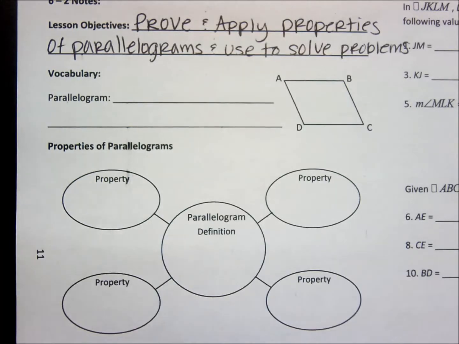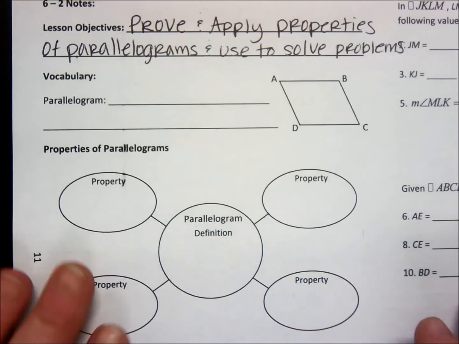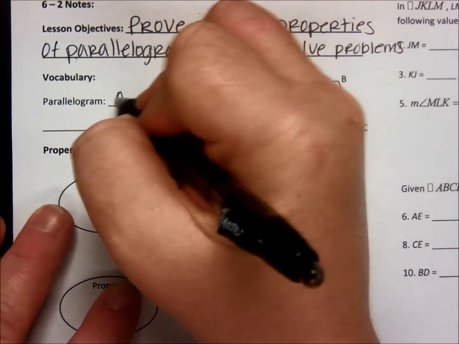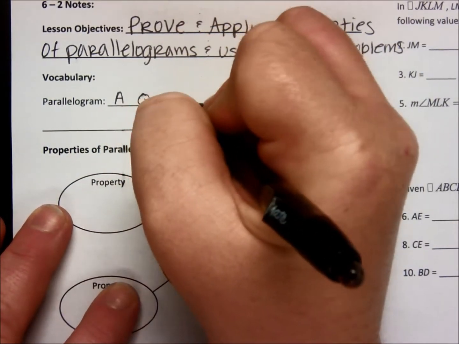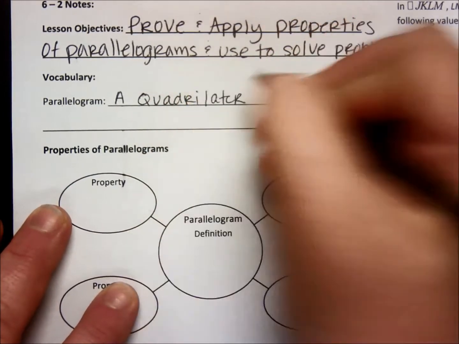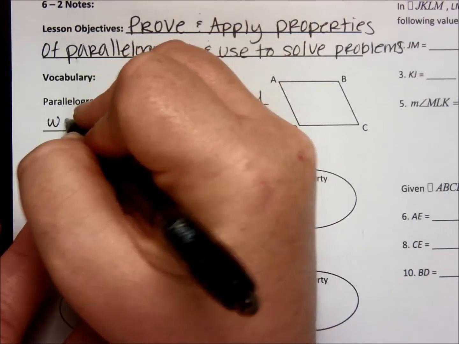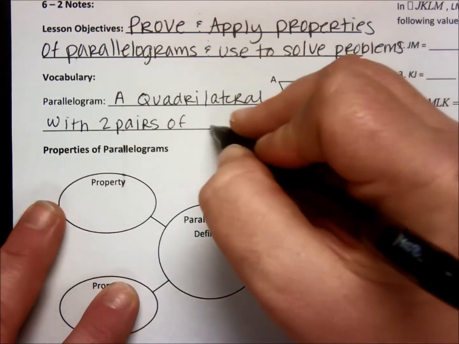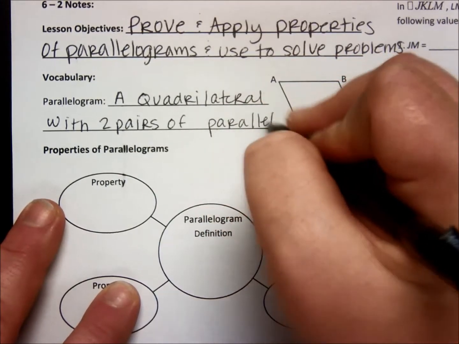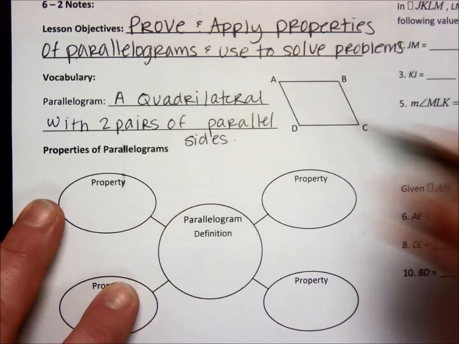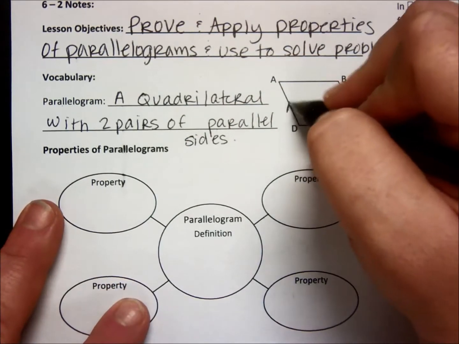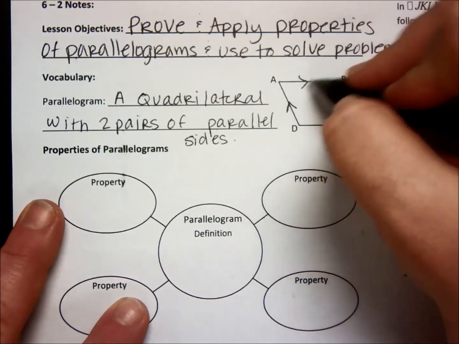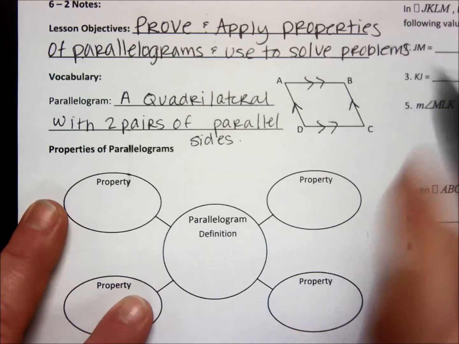So we're going to prove and apply properties of parallelograms and use those properties to solve problems. First, let's start off with what it is to be a parallelogram. A parallelogram is a quadrilateral with two pairs of parallel sides. So I'm looking at a quadrilateral with two pairs of parallel sides. This side is parallel to this side, and this side is parallel to this side.